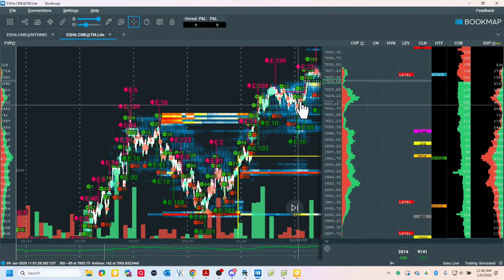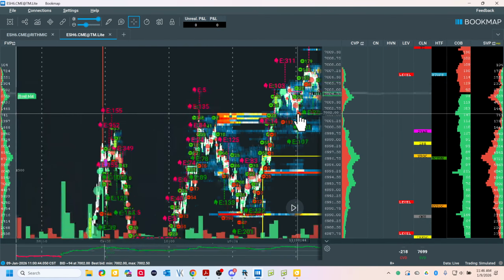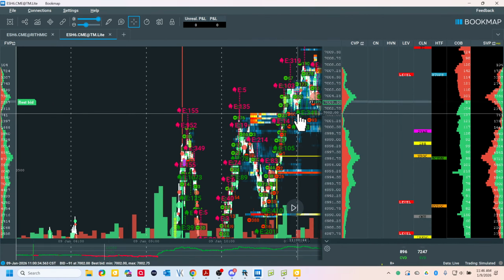And why you see the red bubbles? Sellers. Who's buying them? Icebergs. Where would we look at it? This is called an order flow trigger, and it's an order flow phenomena. Now, let's just watch.